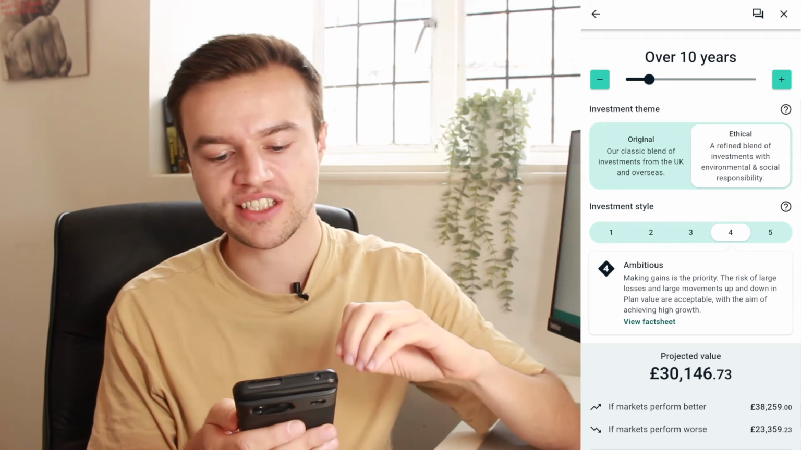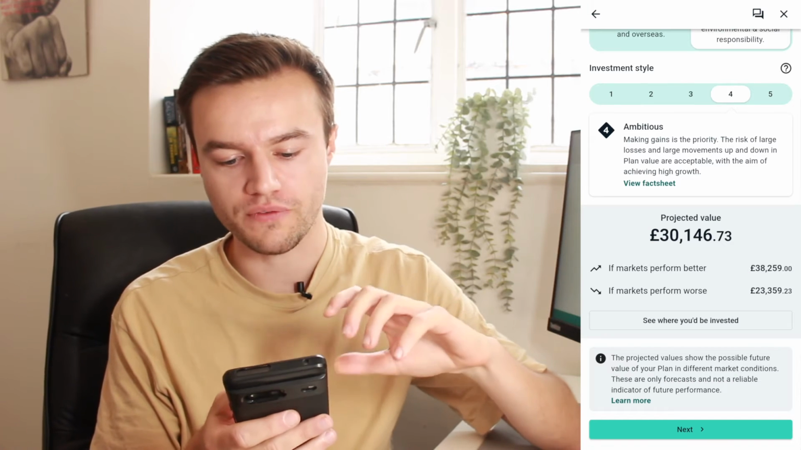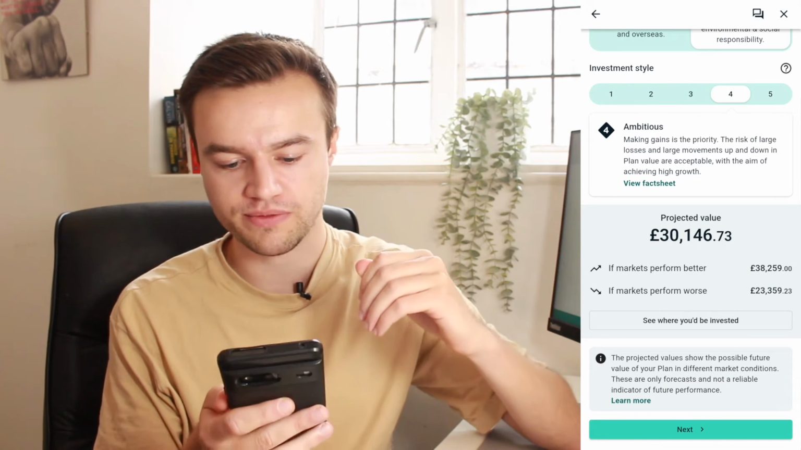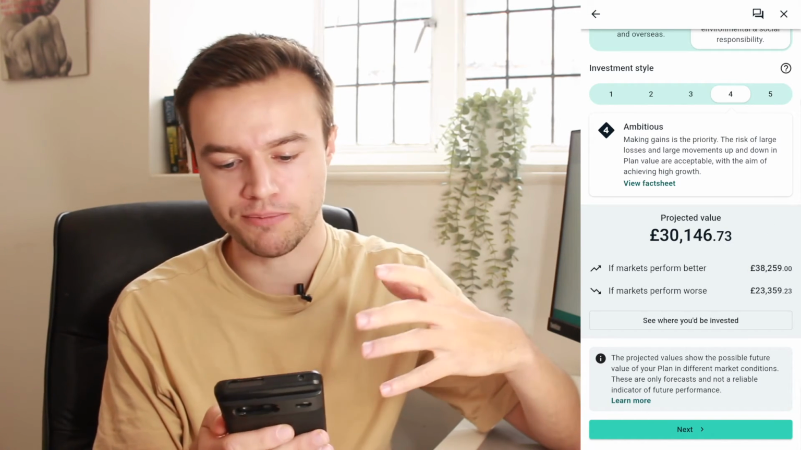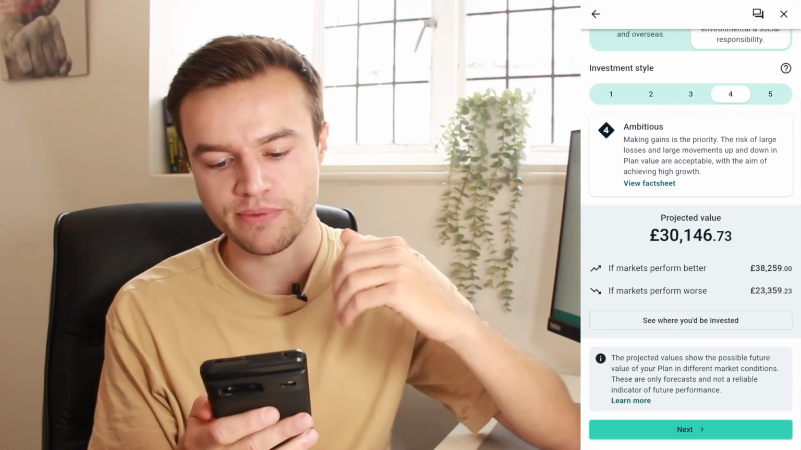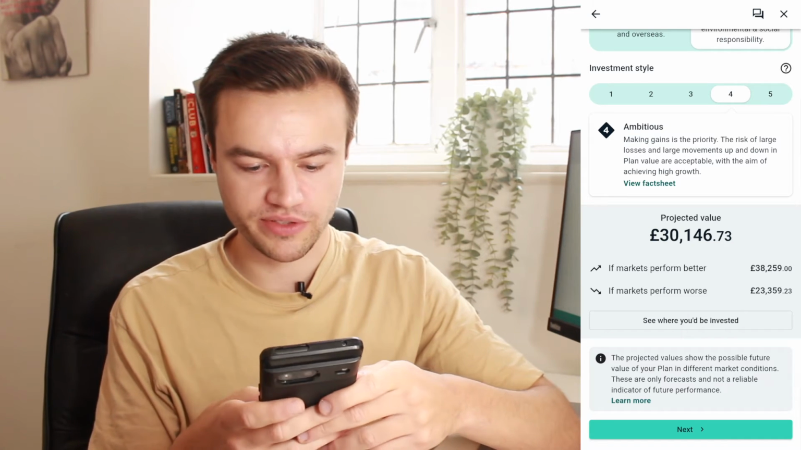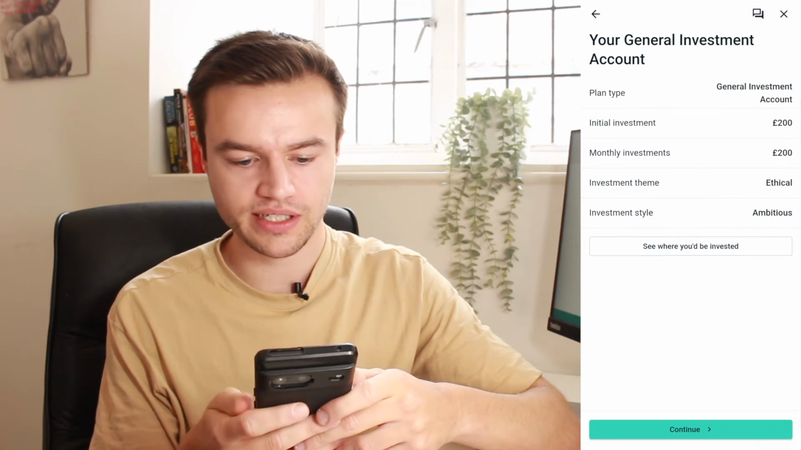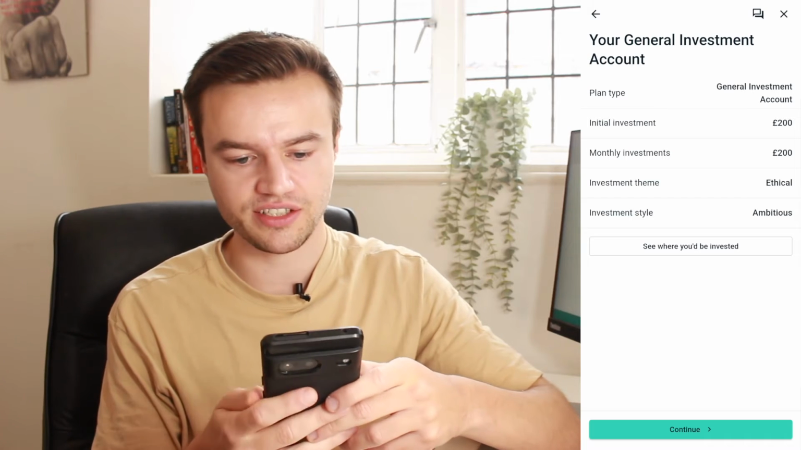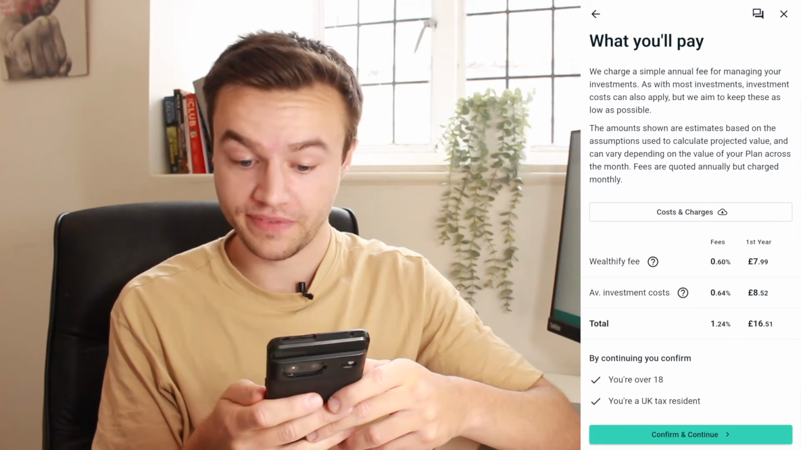So let's say I'm happy with the investment theme and investment style. At the bottom here, I'm provided some information on the projected value of this portfolio, and also some information on the projections if markets perform better than expected and if they perform worse than expected. So let's move on to next. It's providing me a summary of everything I've selected. Let's continue.